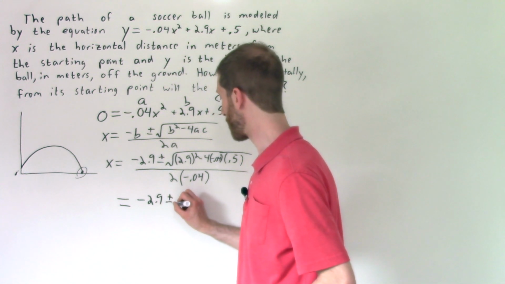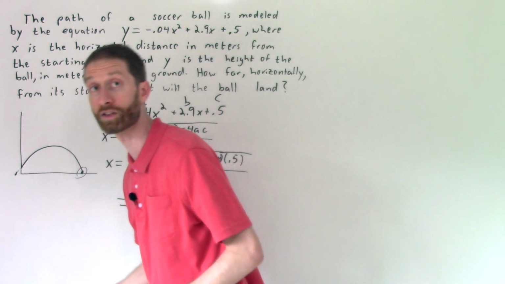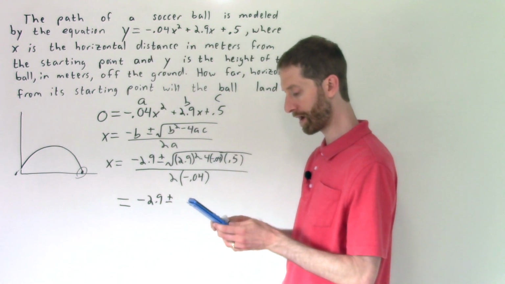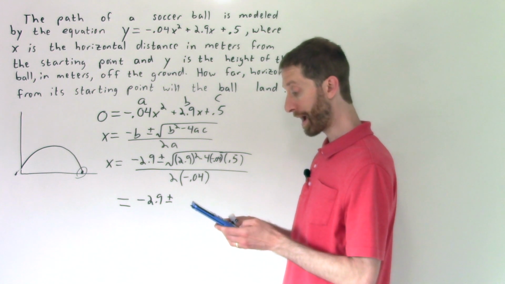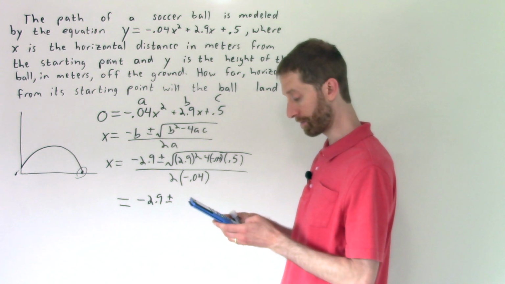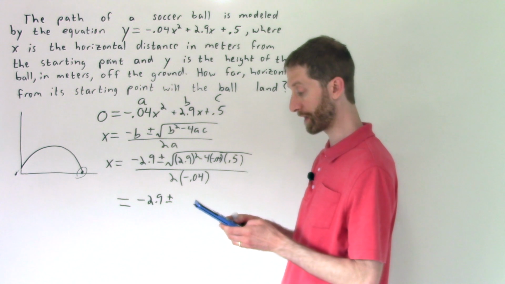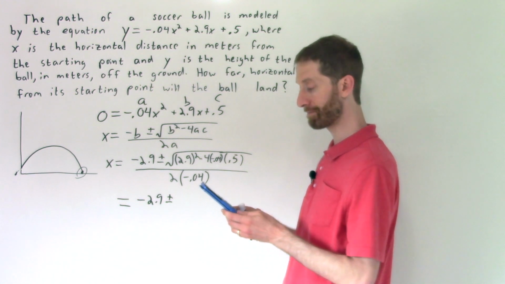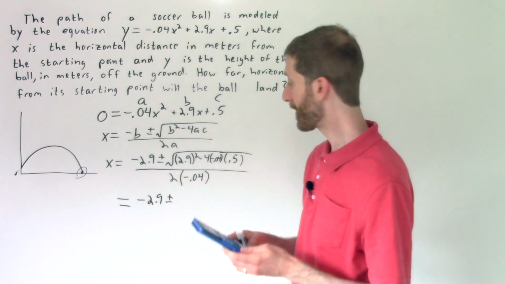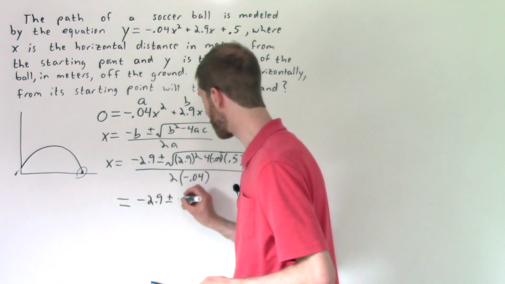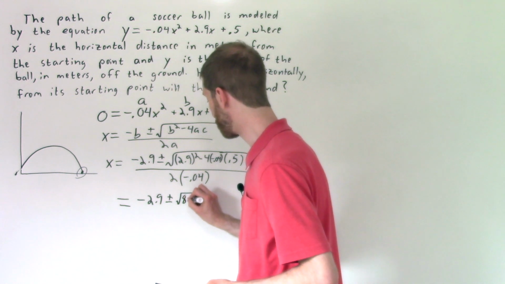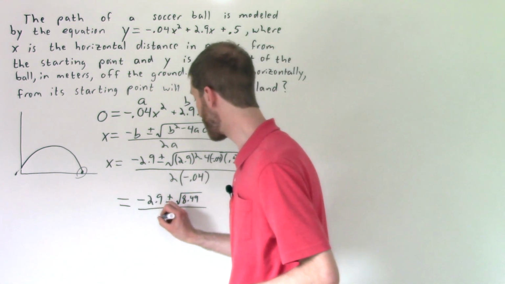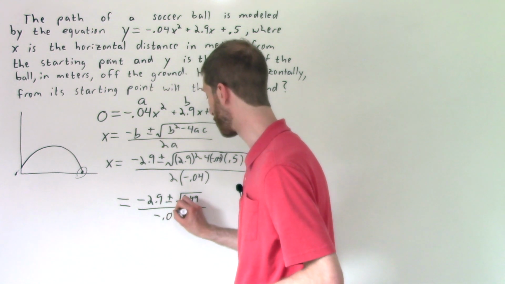So I get plus or minus, and I'll do everything in the square root. So I've got my calculator, here we go, we're going to do 2.9 squared, minus, and then I'm going to do 4 times negative 0.04, just making sure you're plugging it in correctly, times 0.5. And I double check it. Yep, I got everything in there. And that gives me 8.49. So that gives me the square root of 8.49, sweet, all over 2 times negative 0.04, which is negative 0.08.